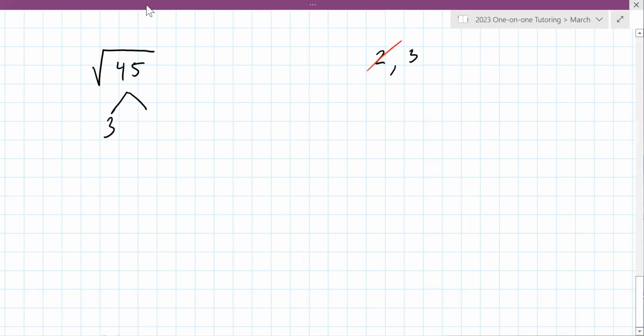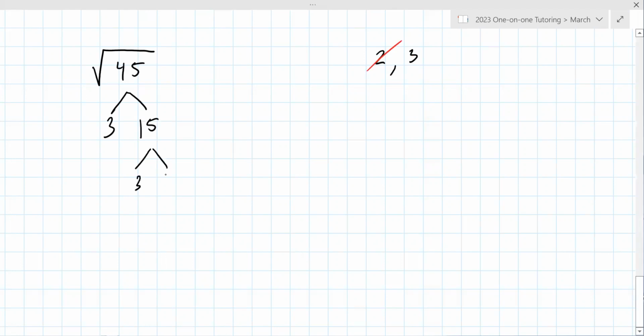So 3 works. 3 times 15, 3 and 5. So again, there's a pair. So it's got to be a matching pair. It can't just be anything that you think is a pair. It has to be the exact same numbers. 3 square root of 5.